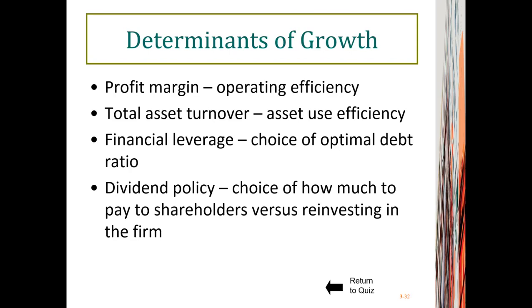And the fourth factor is dividend policy. If a company pays more money in dividends, then there will be less momentum that can be generated by future investment based on retained earnings.